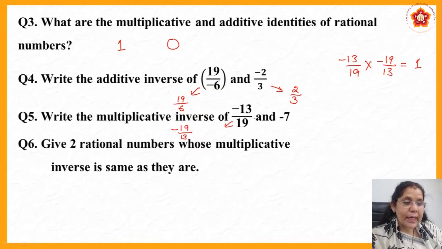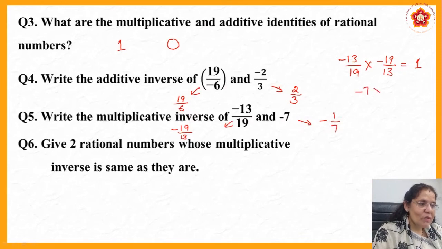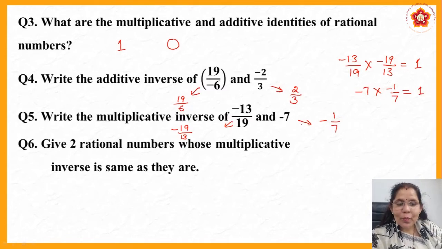So what is the multiplicative inverse of minus 7? Just the reciprocal of it. It is minus 1 upon 7. Because when minus 7 is multiplied with minus 1 upon 7, the answer will be plus 1.